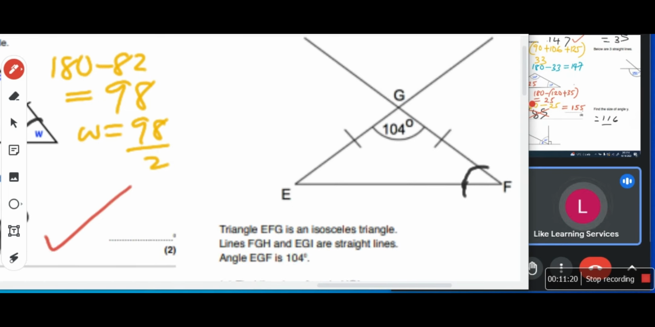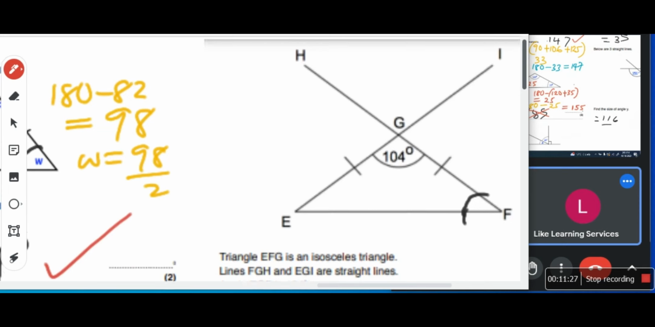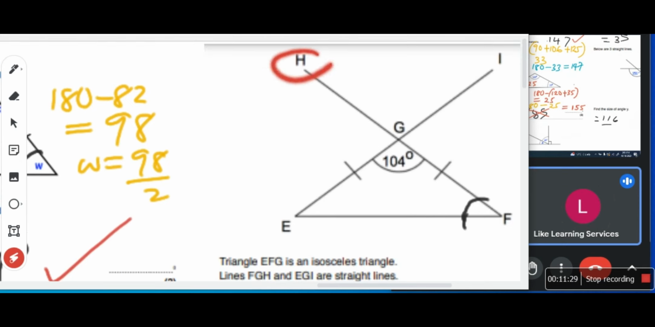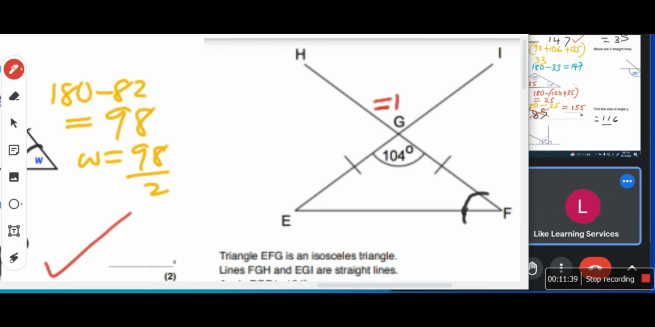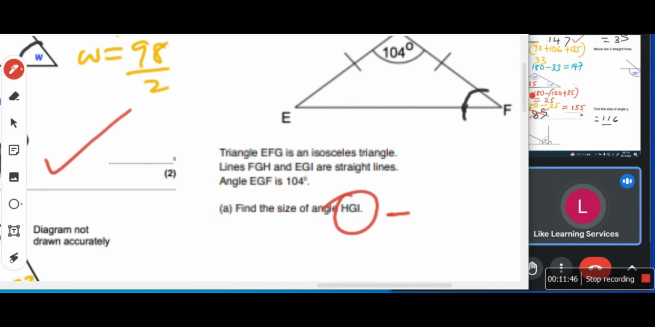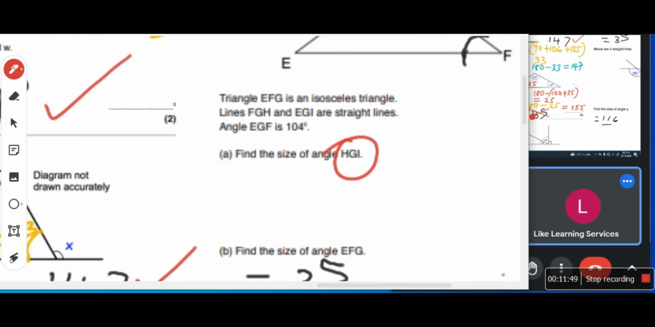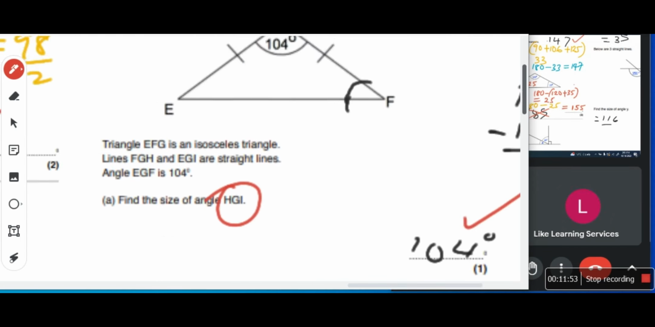Vertical opposite angles, you're asked to find the first one, angle HGI. This is HGI, which is here. It is vertical opposite to this, so that's also 104. This is also 104 degrees. And then the next question, so it's actually 104 degrees, you got it. Where did you solve it? That's correct.